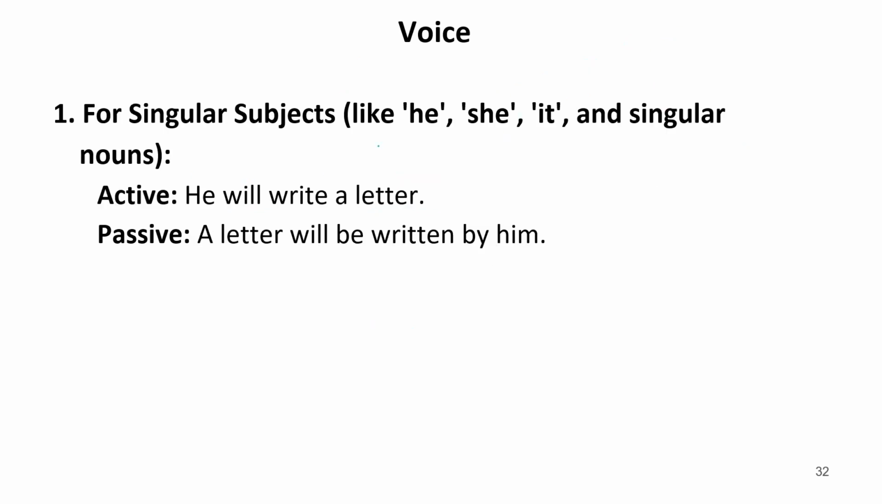For singular subjects like he, she, it, and singular nouns, he will write a letter. Now, this will be written in passive voice: a letter will come here on the subject place. Then will write will be. So, will be is very important. Then written, that is verb third form, and then by him. So, the correct passive will be: a letter will be written by him.